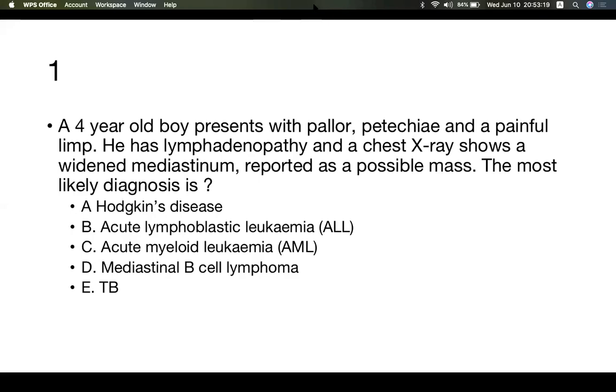Okay, anybody? Sir, it's option B, ALL. Okay, Majid, right? Why did you say that? Sir, because he has pallor and he is a 4-year-old boy, and some bleeding spots, petechiae like this. Fine, so you think this is ALL? Good. Any other student who wants to say something? Any other diagnosis you think?